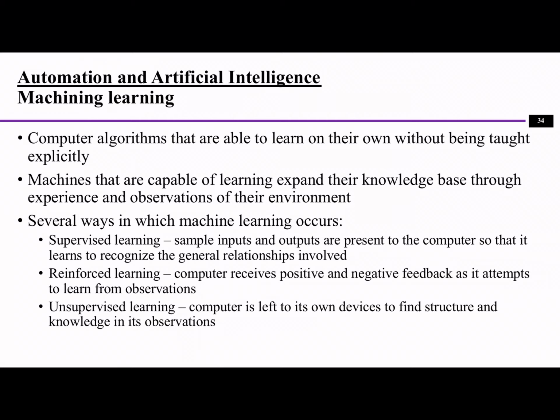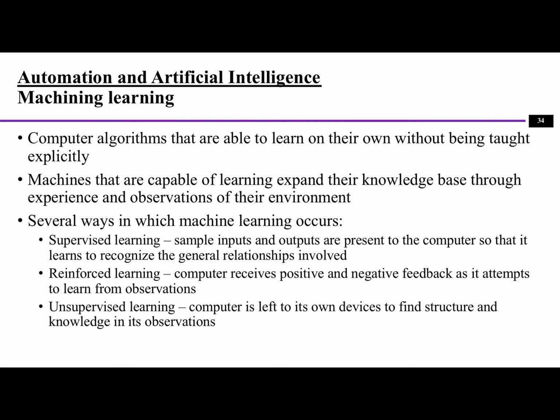So there are several ways machine learning can occur. One is supervised learning. Supervised learning means we create a sample, an example of the problem. And when the computer, or the control system, recognizes a similar problem, not exactly the same, it can use the examples, learn from the example, and then solve the new problem. So that is supervised learning.